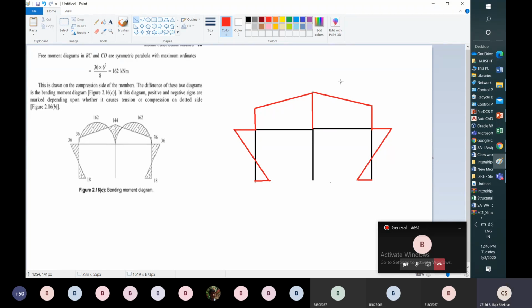Now we need to draw the applied moment diagram. For the members BC and CD, a load of 36 kilonewton per meter is acting, that is a uniformly distributed load. How do we calculate the bending moment? The formula for the maximum bending moment because of an applied uniformly distributed load is WL square by 8.